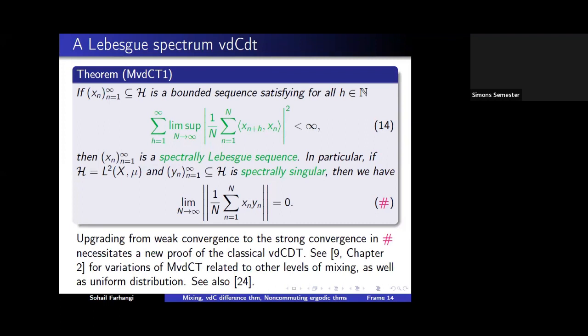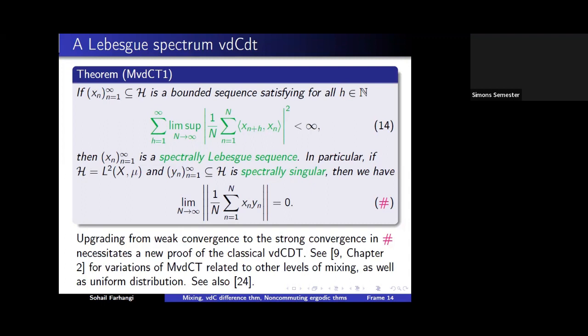So one comment I think worth making is that to upgrade from weak convergence to strong convergence, which is what we have here, it does necessitate a new proof of van der Corput's difference theorem. And then, I've mentioned two of the van der Corputs corresponding to the ergodic hierarchy of mixing here. I mentioned weak mixing and Lebesgue spectrum, but the analogous theorems for ergodicity and strong mixing and mild mixing also exist. So I've written those out, and there are also similar theorems in the context of uniform distribution.